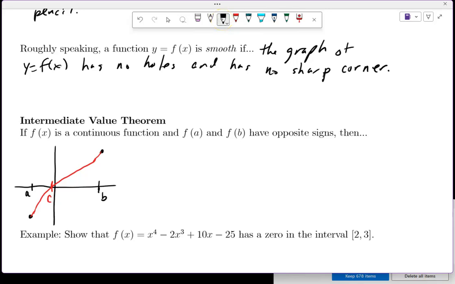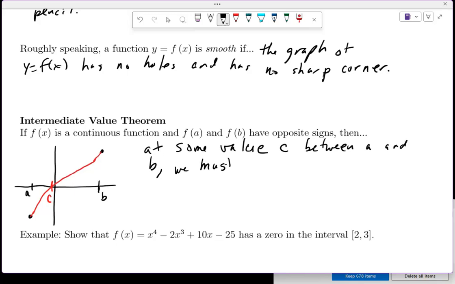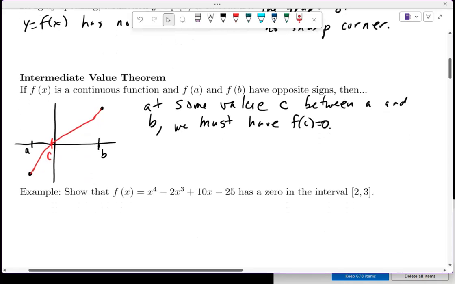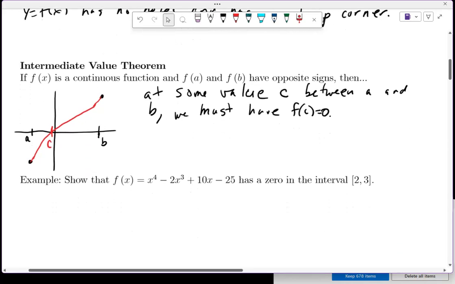So what this says is that somewhere at some value, we'll call it C, between A and B, f of C has to be 0. So somewhere in between, we have to cross the x-axis. That is all that says. How do we use that? Well, let's look at this example, and then we'll do another example on Friday, and then we'll get into how we use this to help us solve inequalities.